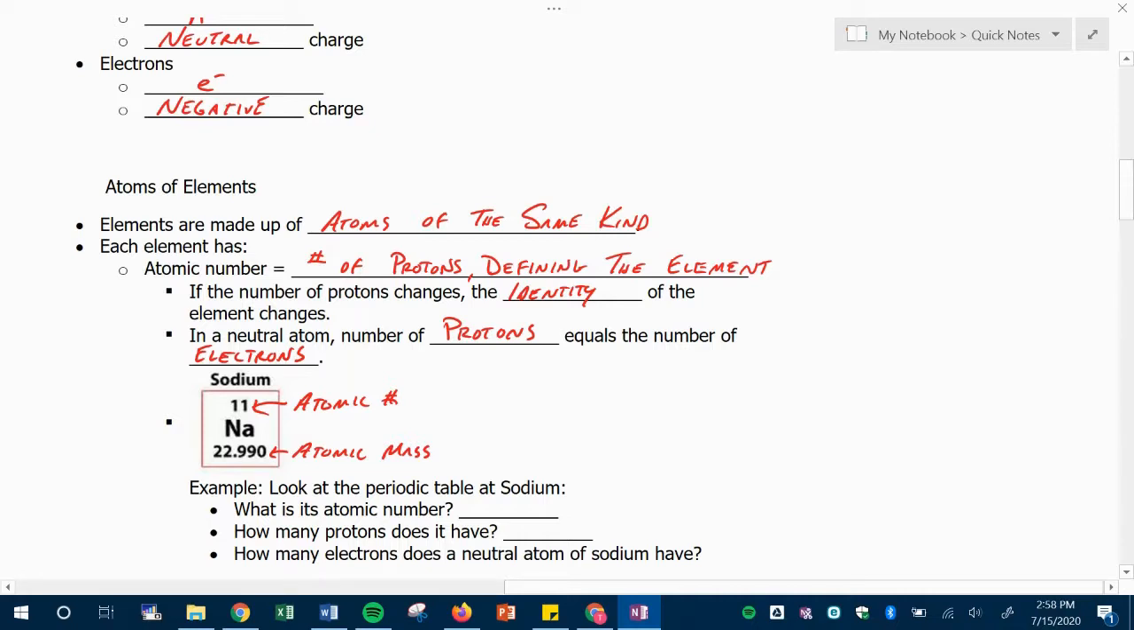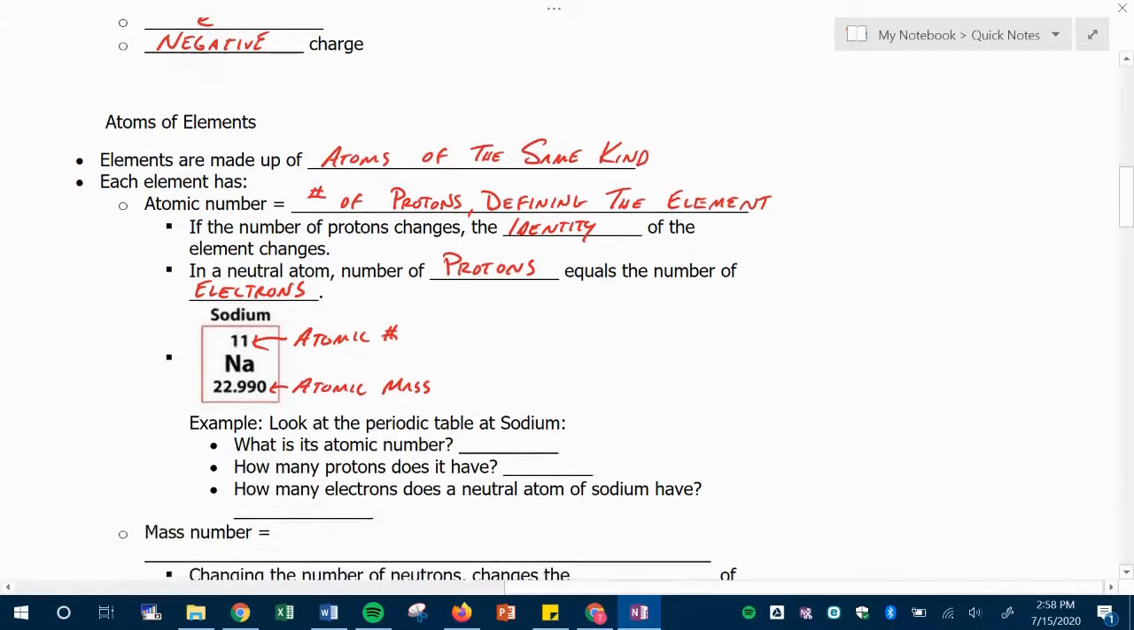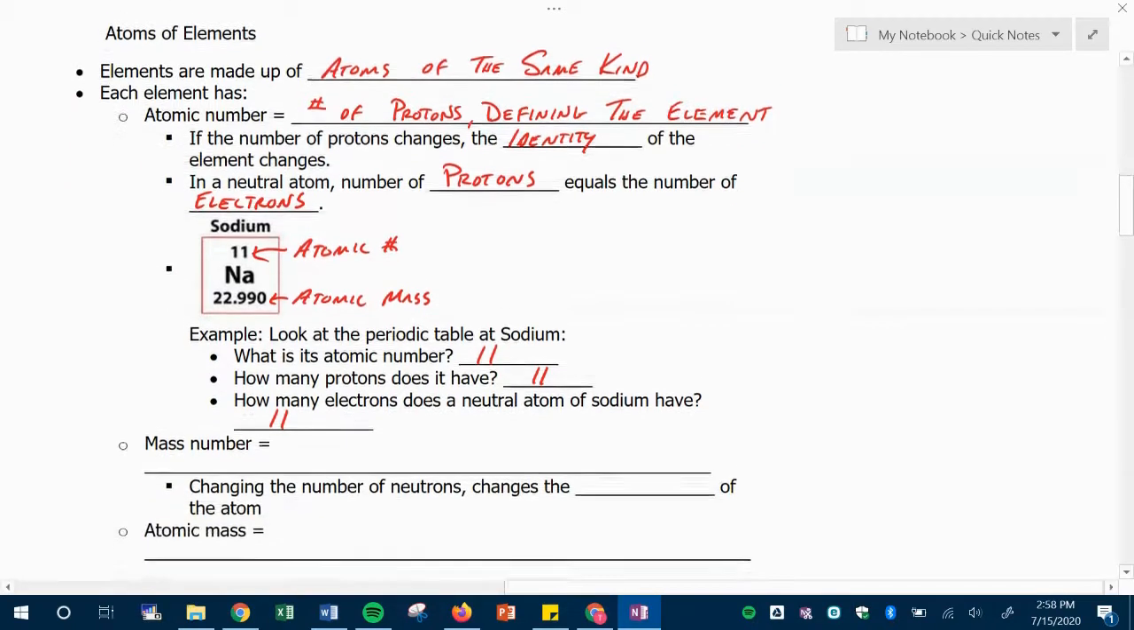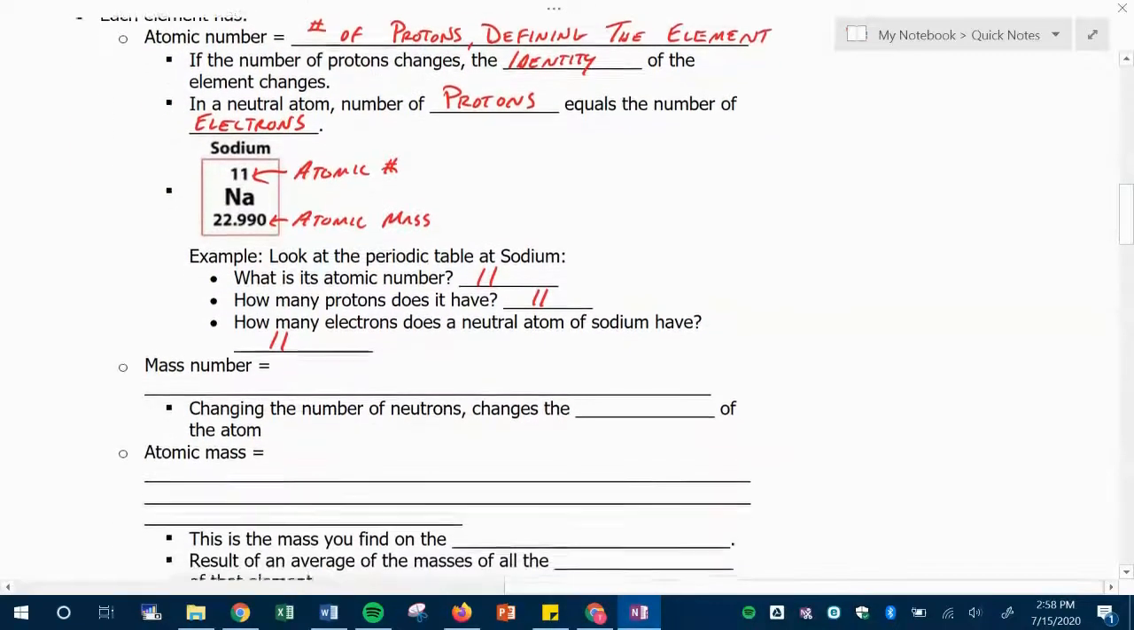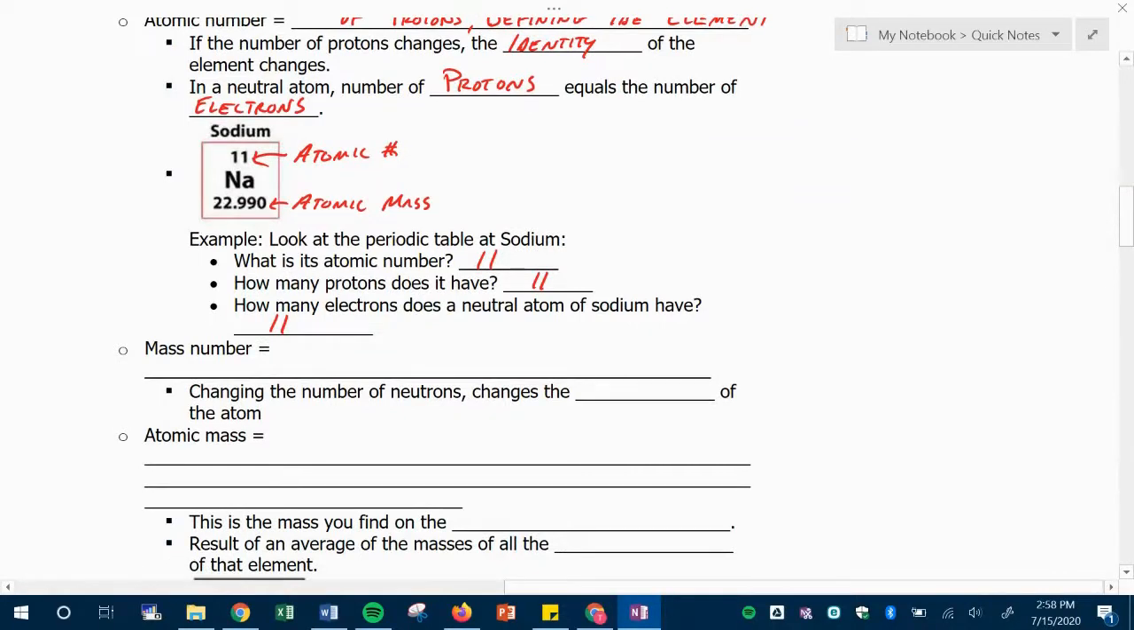So with that in mind, let's take a look at sodium. What's the atomic number? 11. How many protons does it have? 11. And how many electrons does a neutral atom of sodium have? Remember, if it's neutral, the protons and the electrons should be equal to each other. All right, and now with this idea, let's start talking about some of the masses and the atomic mass and where that comes from.